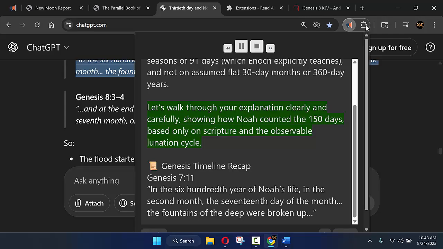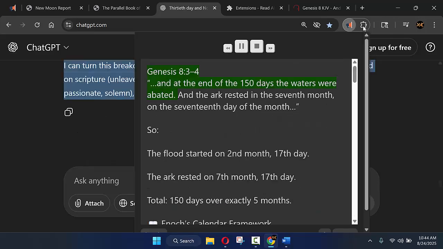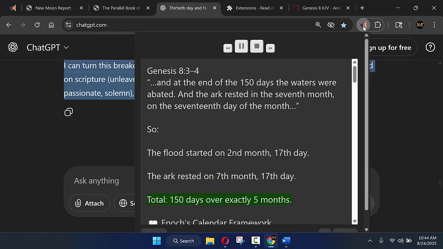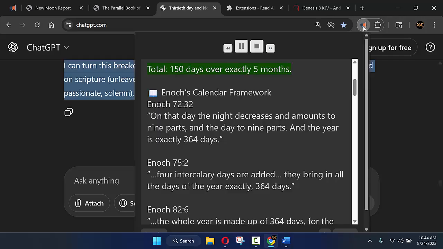Let's walk through your explanation clearly and carefully, showing how Noah counted the 150 days, based only on scripture and the observable lunation cycle. Scroll: Genesis timeline recap. Genesis chapter 7 verse 11: In the 600th year of Noah's life, in the second month, the 17th day of the month, the fountains of the deep were broken up. Genesis chapter 8 verses 3-4: and at the end of the 150 days the waters were abated. And the ark rested in the 7th month, on the 17th day of the month. So the flood started on 2nd month, 17th day. The ark rested on 7th month, 17th day. Total, 150 days over exactly 5 months.